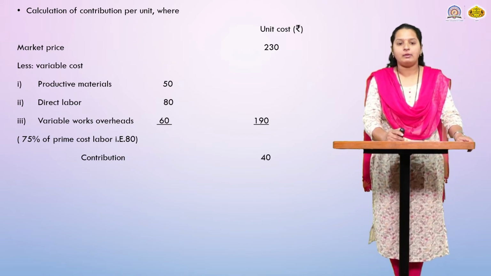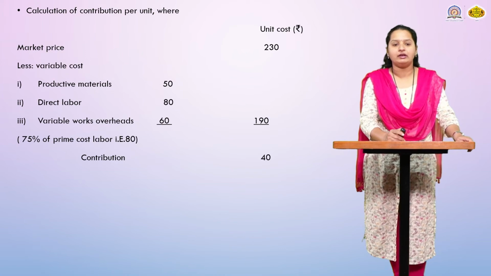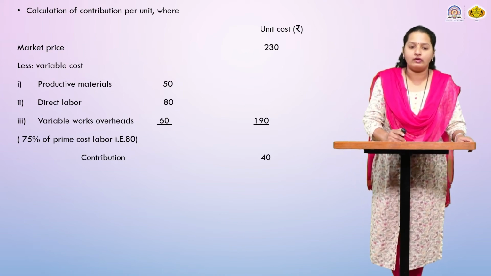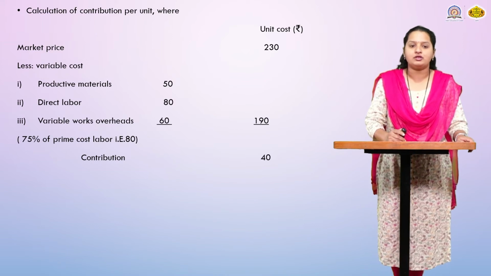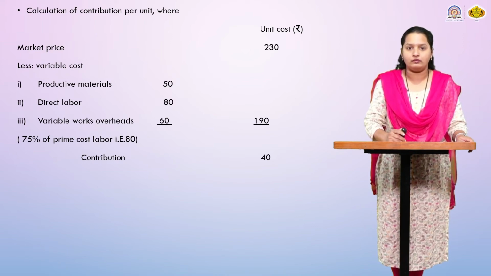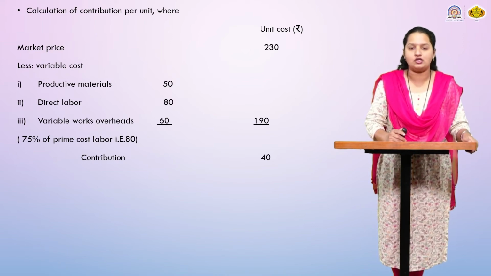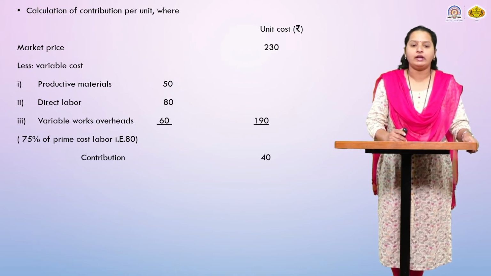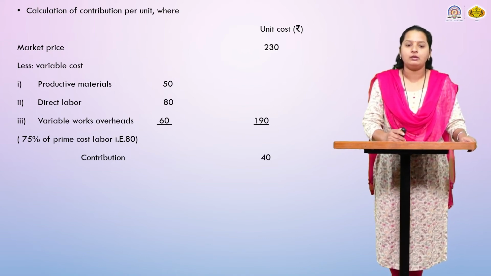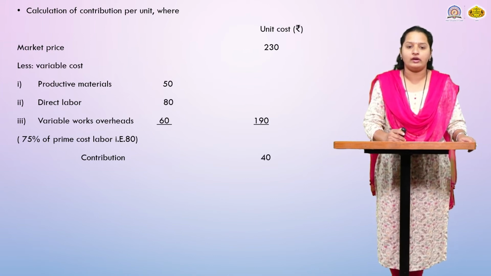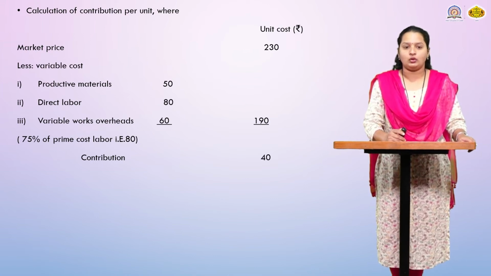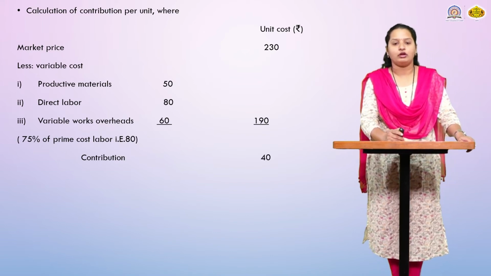While calculating the variable works overheads, they have given that variable works overheads are 75% of prime cost labor, that is direct labor, which is rupees 80. So we have calculated rupees 80 into 75%, and we have got the variable works overhead of 60. So selling price minus total variable cost is our contribution.